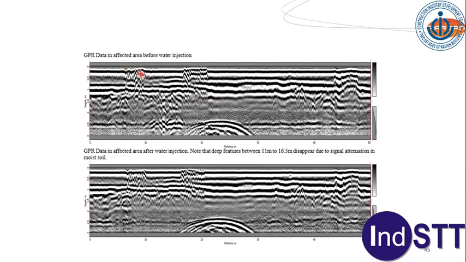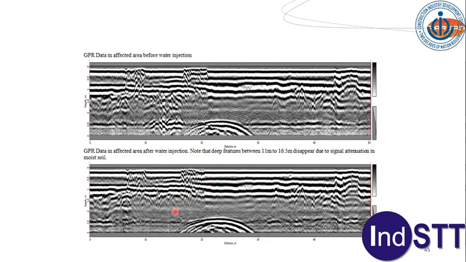This is an example of an area where the pipe was not holding any pressure. So first we did GPR data in affected area before water injection. Then we did the water injection. So GPR data in affected area after water injection. Note the deep feature between 11 meters to 16.5 meters disappears.